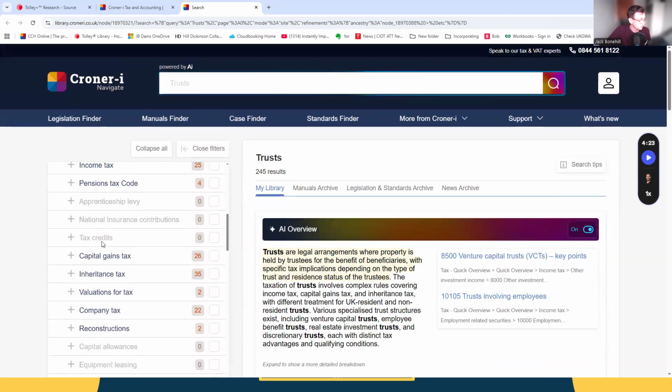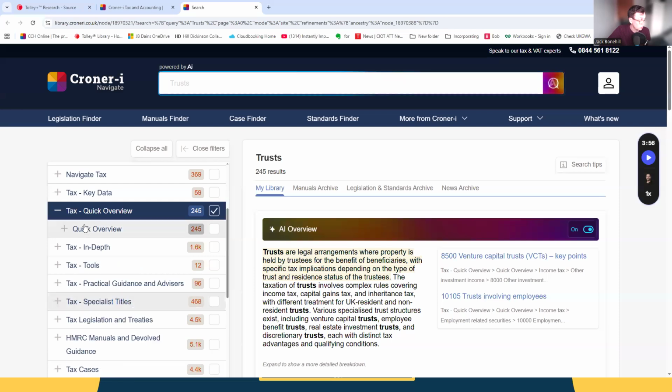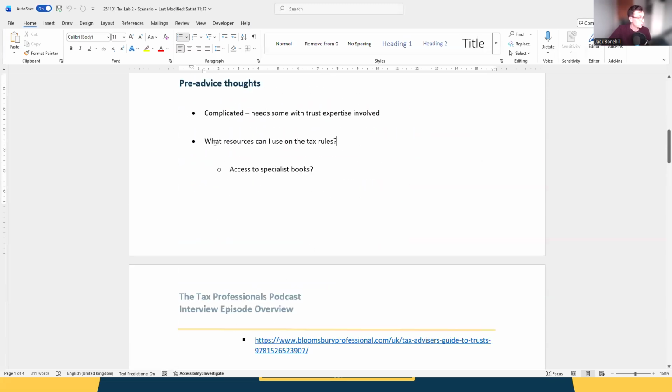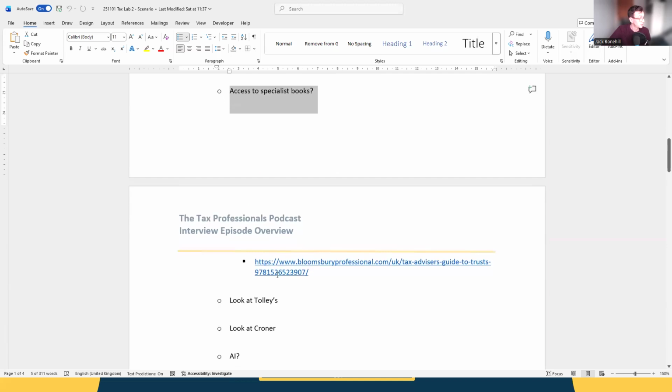Then the other place I go if I know a bit more about the topic and I know it's complicated, I'll look in the in-depth and do the exact same thing. I'll click on that, narrow it down, and then go down to the inheritance tax bit. So I've had to think about the type of resources. So have I got access to any specialist books? So I've decided that I have, in this case, I've got the Tolley's one.